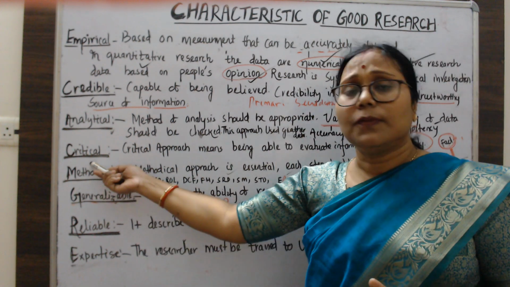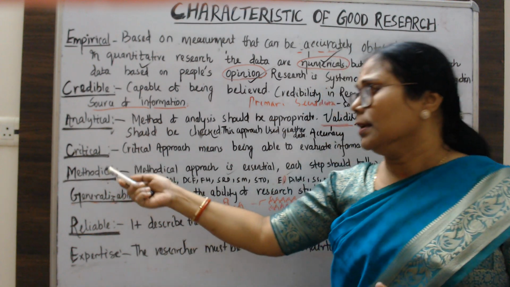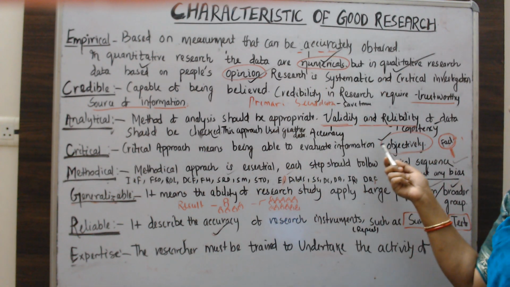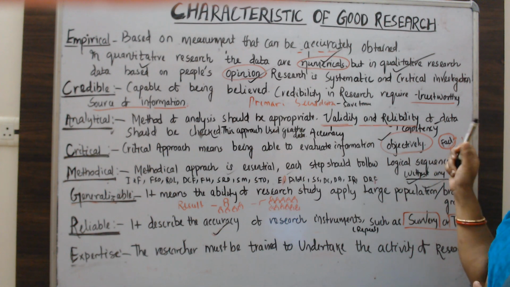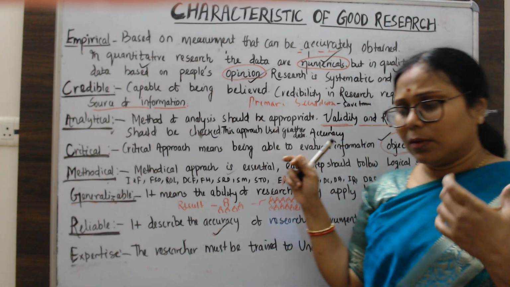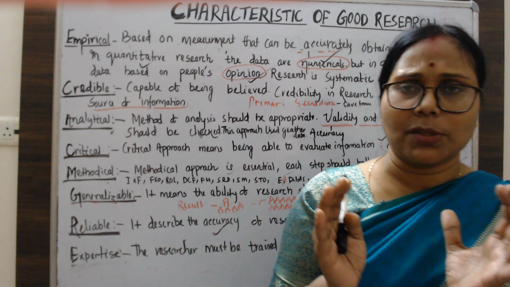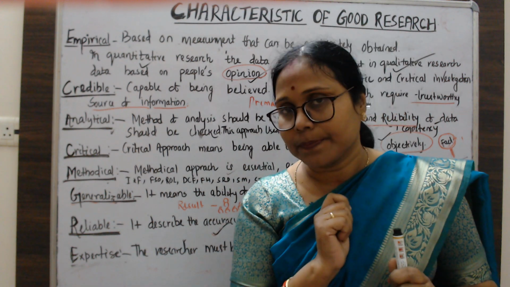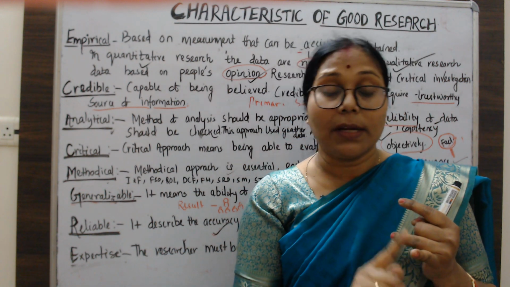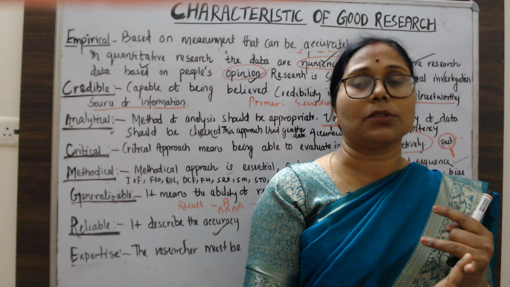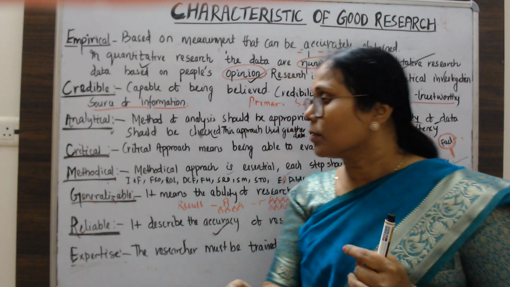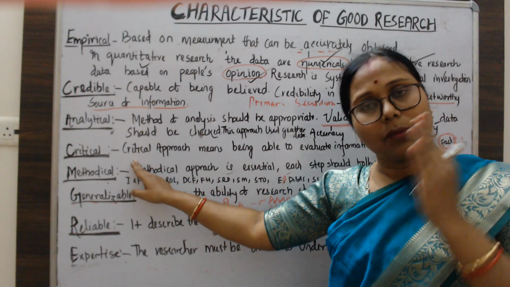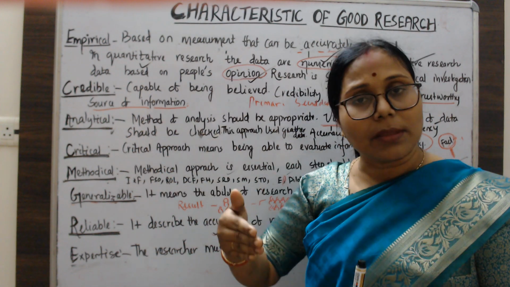Next we go to the fourth criterion, that is critical. The critical approach means being able to evaluate information objectively. When you gather the information, from the data you will find the logic: what is the fact, or what is the root cause. That will be found, and that is called critical. It should be one of the criteria on the basis of which research is carried out.